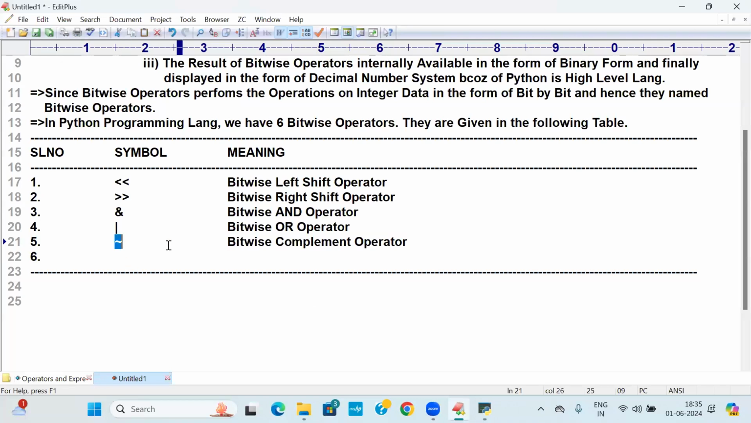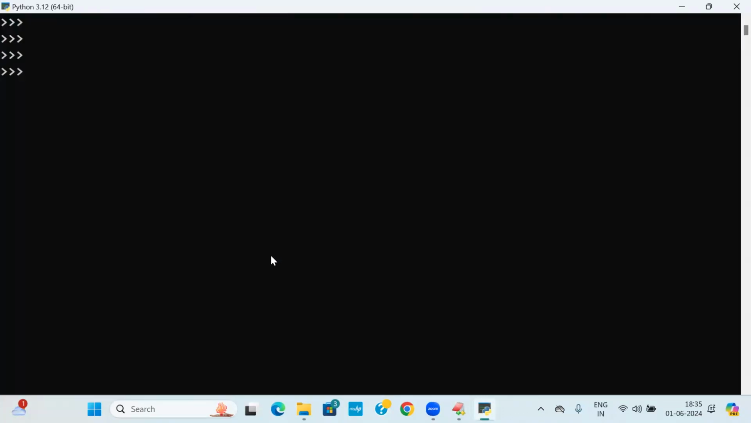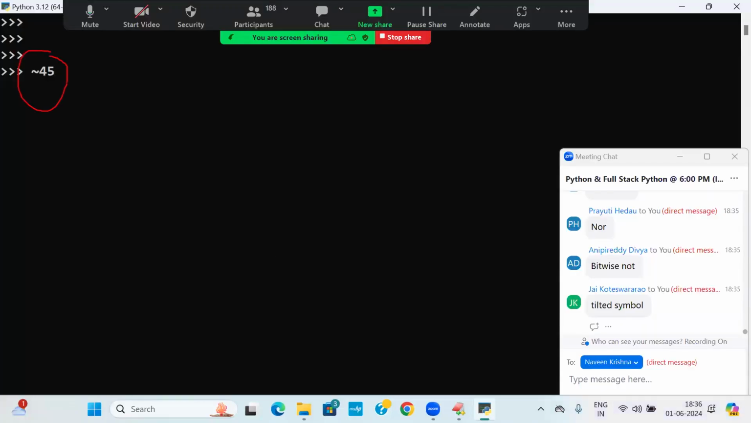Now, a compulsory question from the interview point of view. I just want to ask you a small question: tilde of 45, what is the answer? According to your existing knowledge, you tell me. Offline and online students, they executed it already. Tell me, anybody else who knows C language? Come on. Option A, minus 45. Option B, minus 46. Option C, minus 47. Option D, 44. Okay, 44.